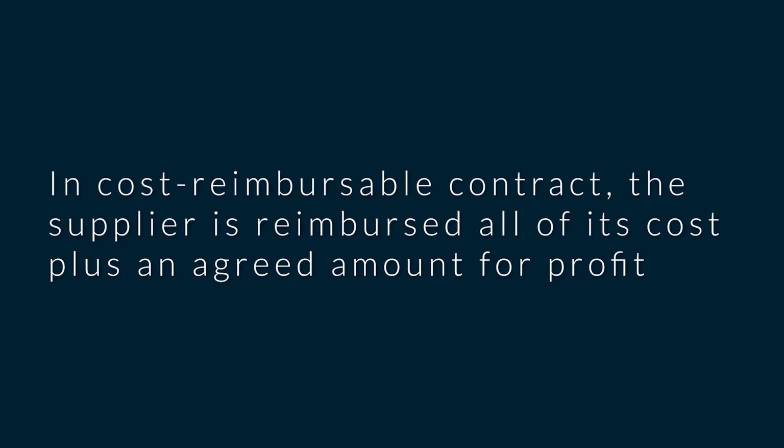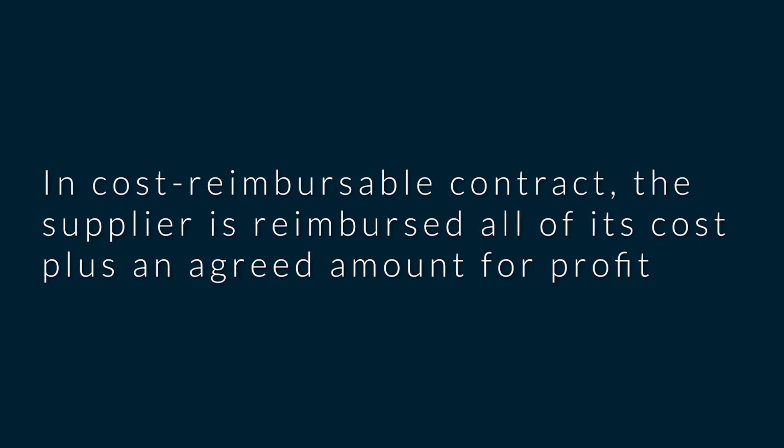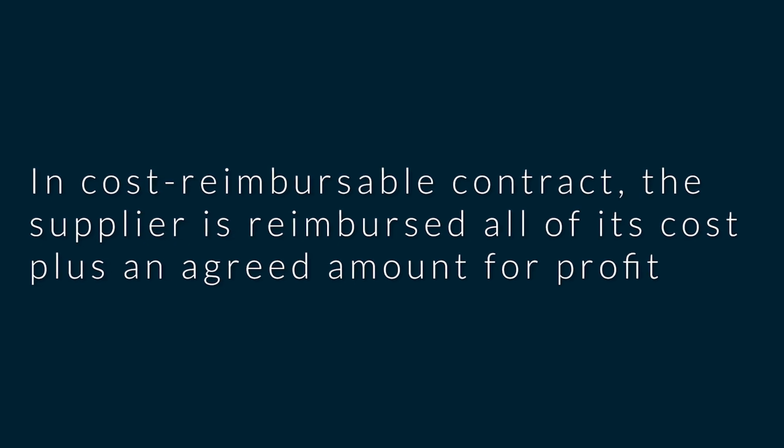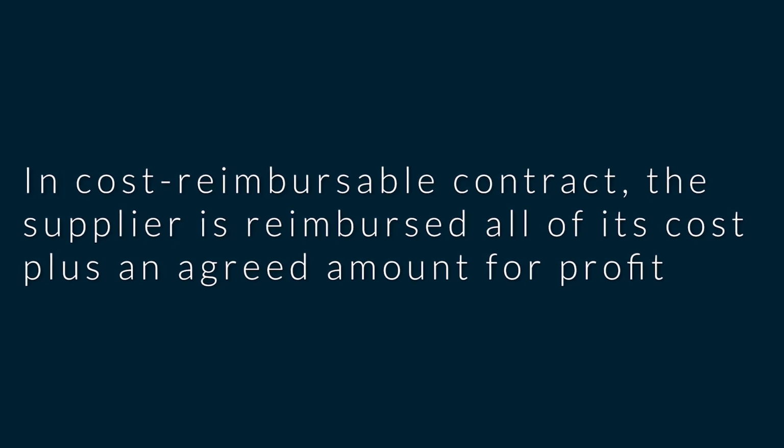that markup. Now, in a cost-reimbursable contract, the supplier is reimbursed for all of its costs plus an agreed amount of profit. And this is mostly used in contracts where, think of it this way, there is an emergency, a fire emergency, and we need some people to come and not only fix some things, but also save lives. So the government might award that contract because we don't have time to figure out how much this is going to cost.